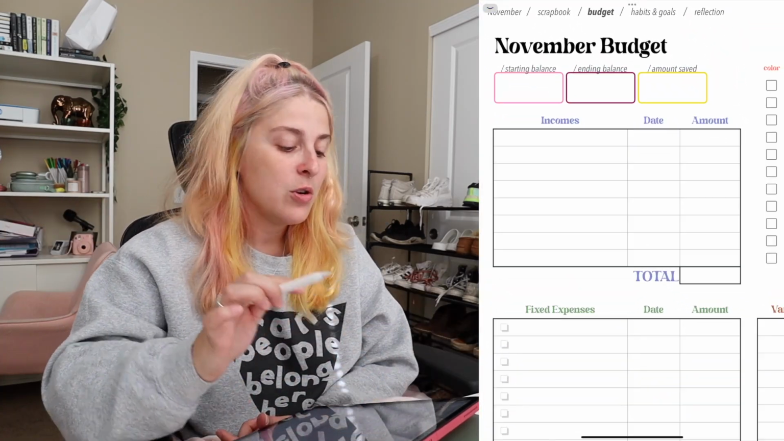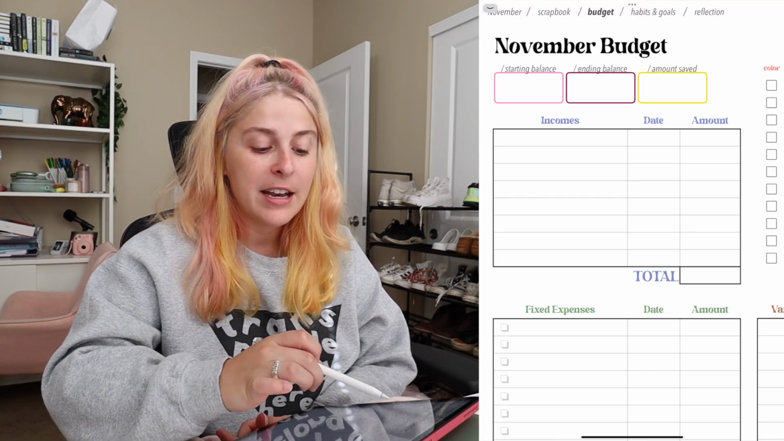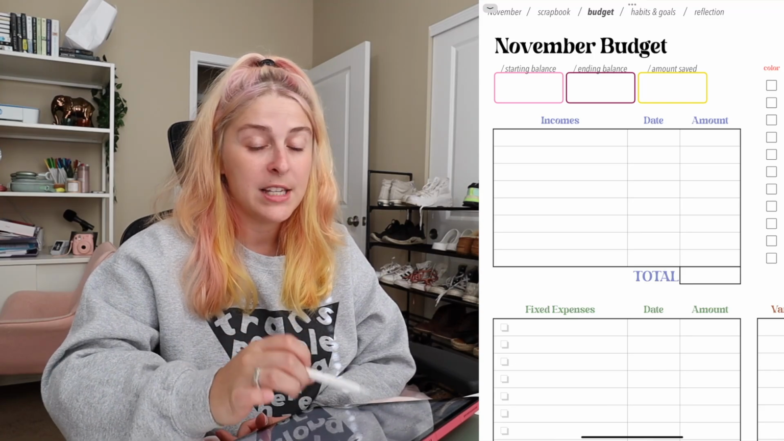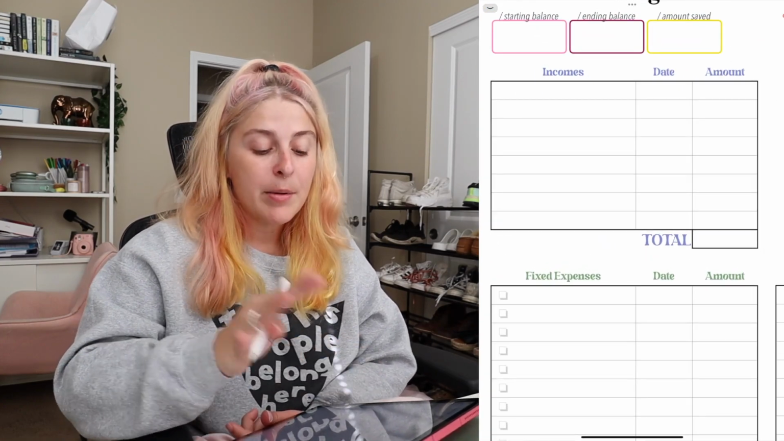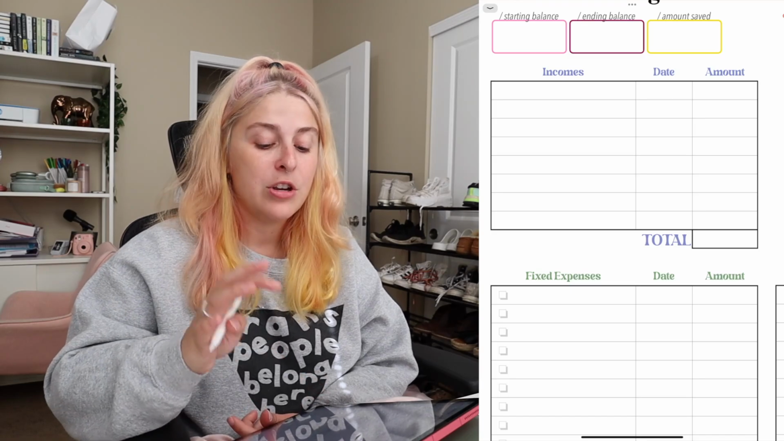At the top here, you can write down your starting balance for the month, your ending balance for the month, and the amount of money that you saved that month. Right underneath that, you have an area to track your incomes, so where your income is coming from, the date that you're getting paid, and the amount, and you can total that up.